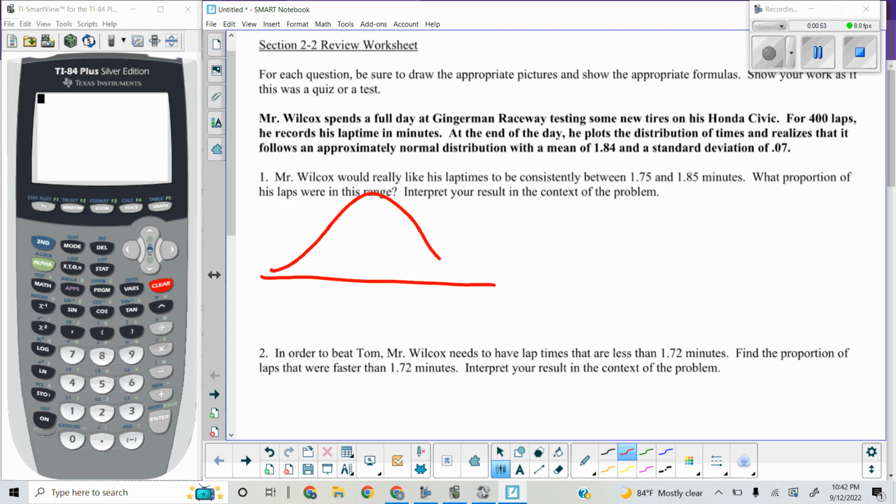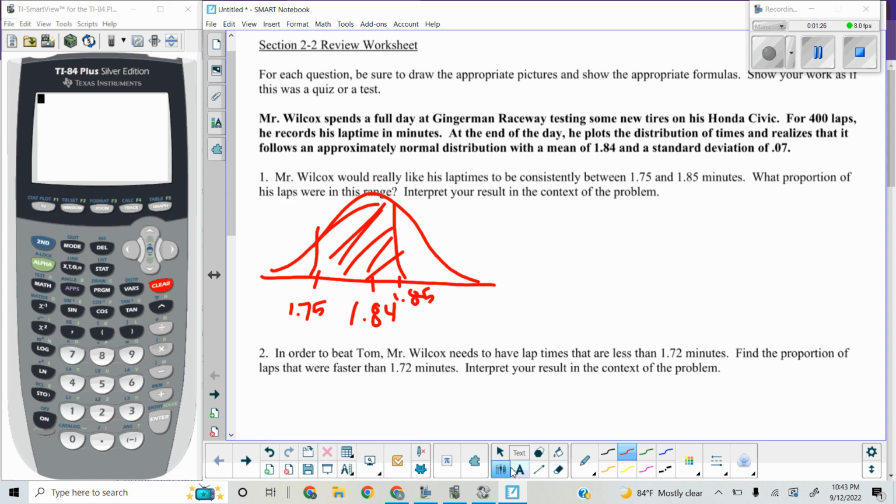So I'm just going to help you out with how we could use our calculator to make this a lot easier. So we have our normal distribution, there's our mean. We're looking at from 1.75 to 1.85. So this is that area that we're trying to find, and you should already have an answer to that. But now how could we do this on our calculator?